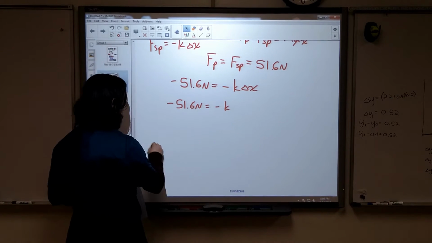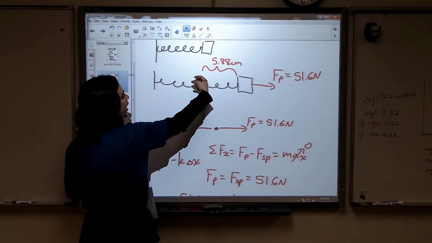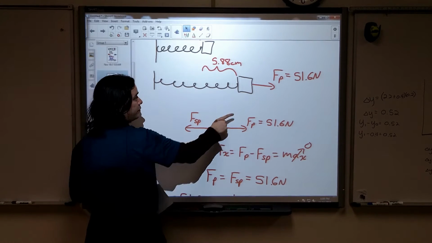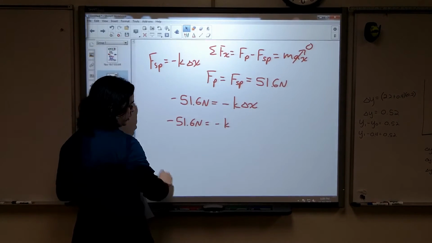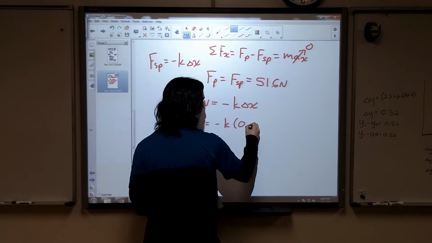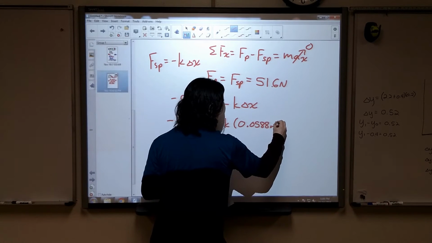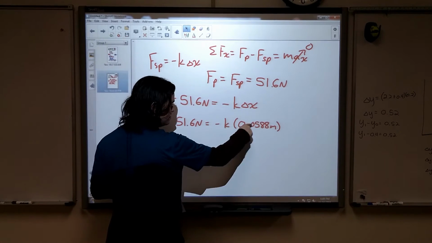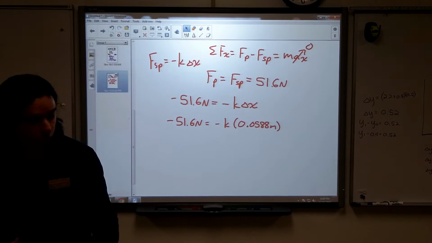Now here's where the direction is important. Displacement is a vector. If you remember, I've taken this and pulled it to the right, so my displacement is positive, a positive 5.88 centimeters. Now we're doing math, so we want to do things in SI, so 5.88 centimeters becomes 0.0588 meters. I would divide both sides by negative 0.0588. Basically, my negatives cancel out, and let's see what we get.